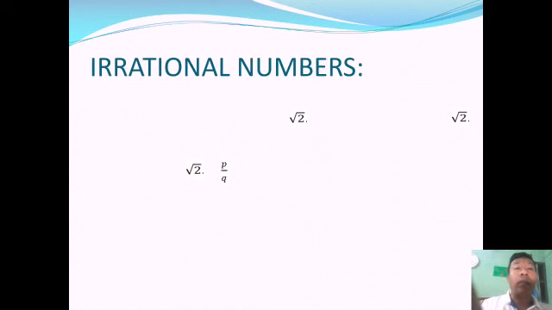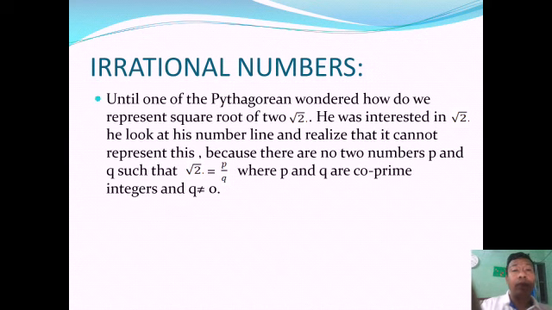Now let us see another set of numbers called irrational numbers. One of the Pythagoreans wondered, how do we represent the square root of 2? He was interested in root 2. He looked at his number line and realized that it cannot represent this, because there are no two numbers p and q such that root 2 equals p by q, where p and q are coprime integers and q not equal to 0.